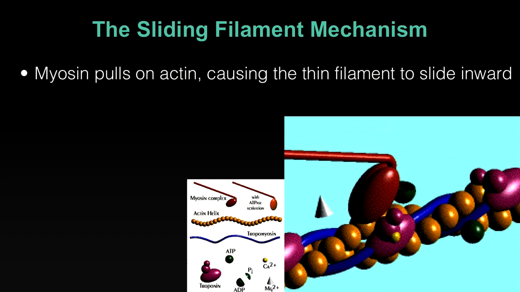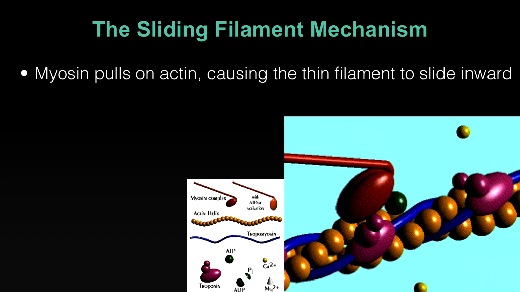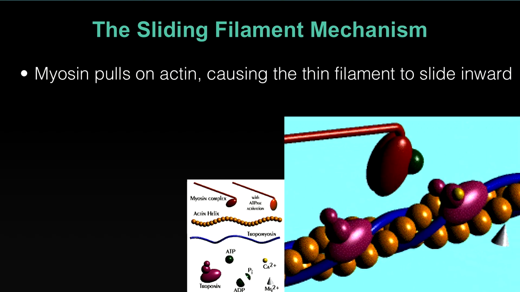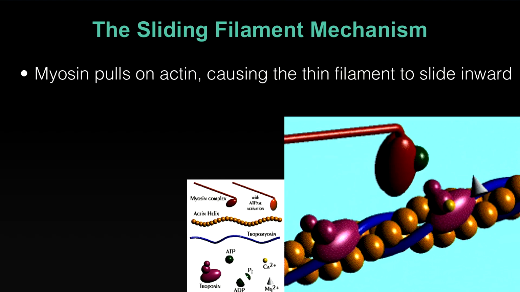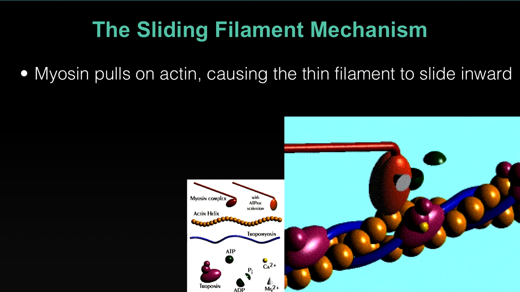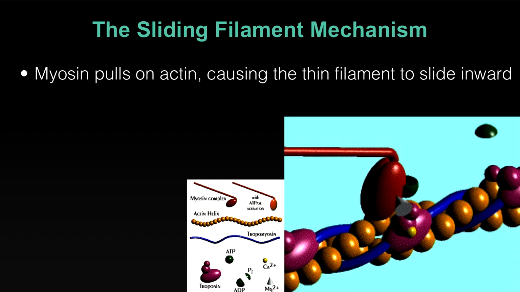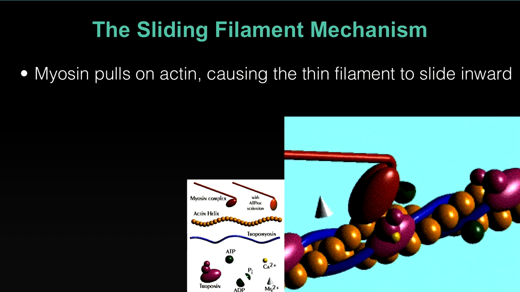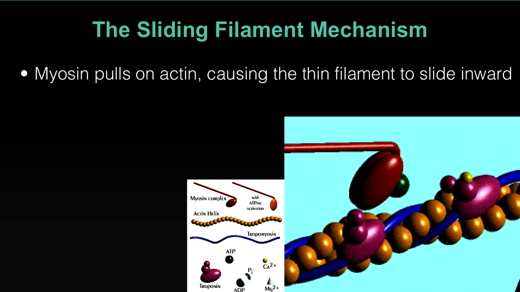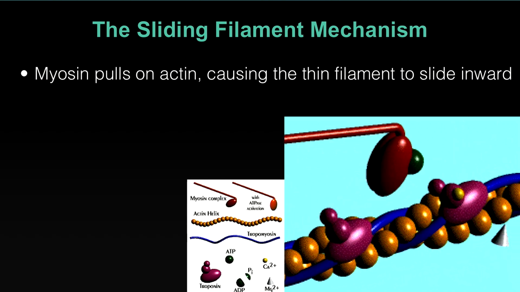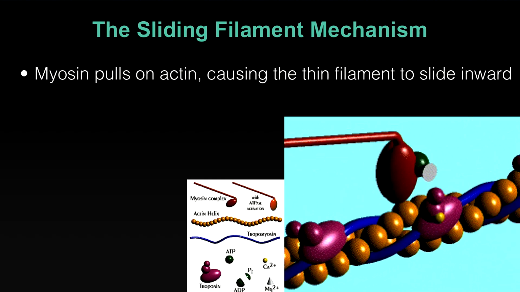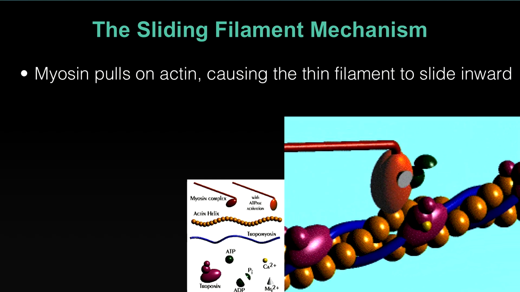And contraction goes according to the sliding filament mechanism or the sliding filament theory. So after depolarization, after the neuromuscular junction, if excitation-contraction coupling exists, the sliding filament theory occurs. The sliding filament mechanism occurs. And all that describes is that myosin walks up the actin filaments. And that's what you're seeing here in this animation. Myosin's walking up the actin filament.